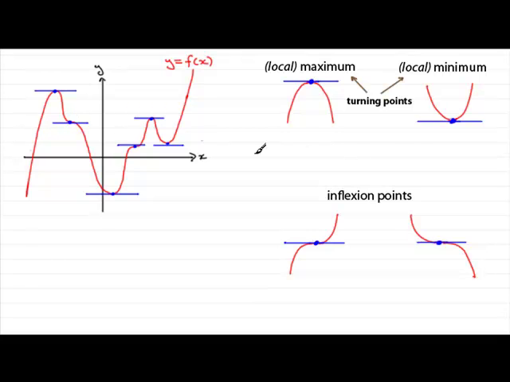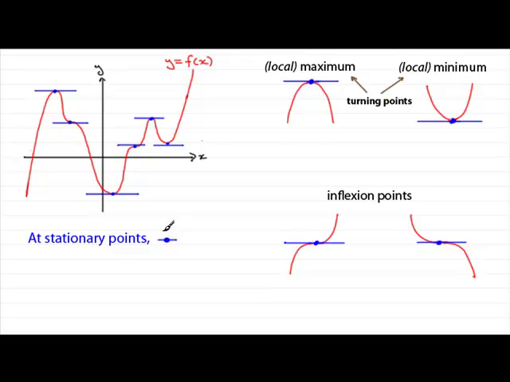So, get used to the terminology. Stationary points is the collective name for any of these types of points. We've got our maximum, we've got our minimum. These are called turning points, and we've got our inflection points. So in summary, okay, what we've got is that at stationary points, that's these points we have here, the gradient is 0. Now how do we calculate gradient?